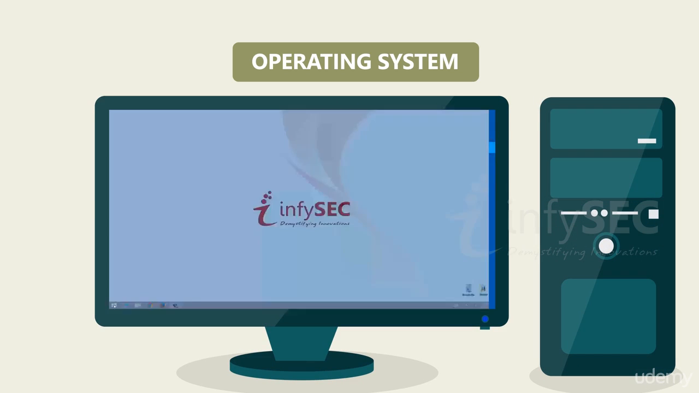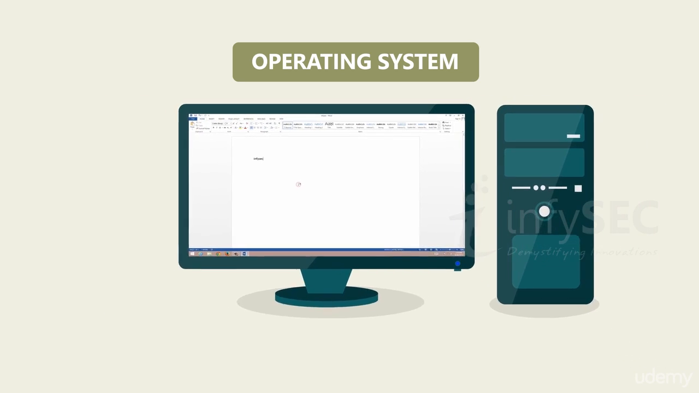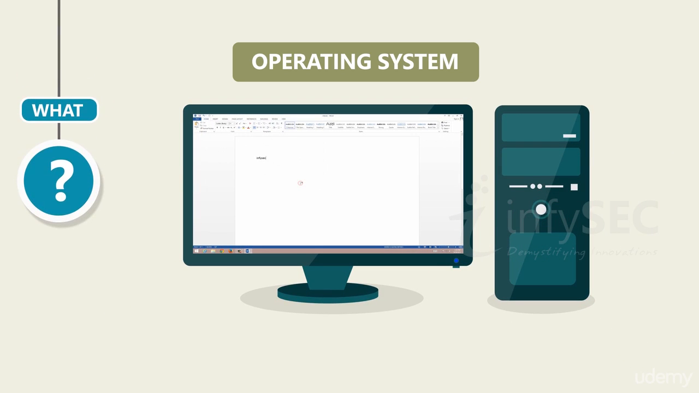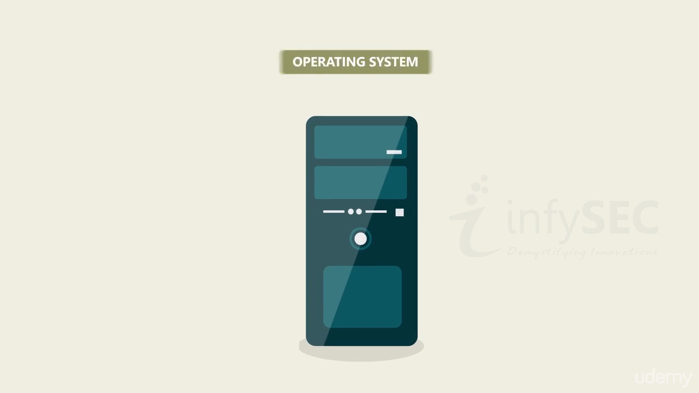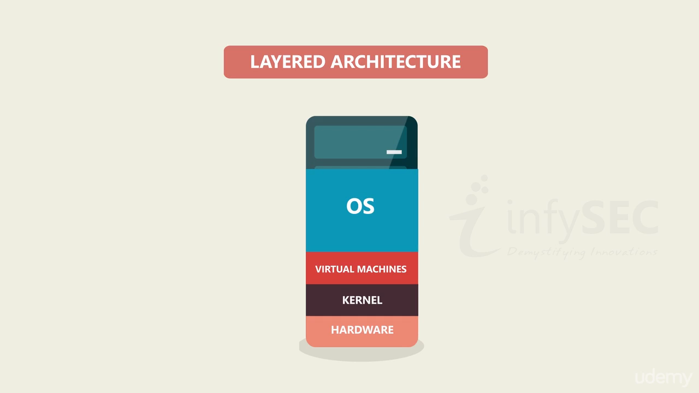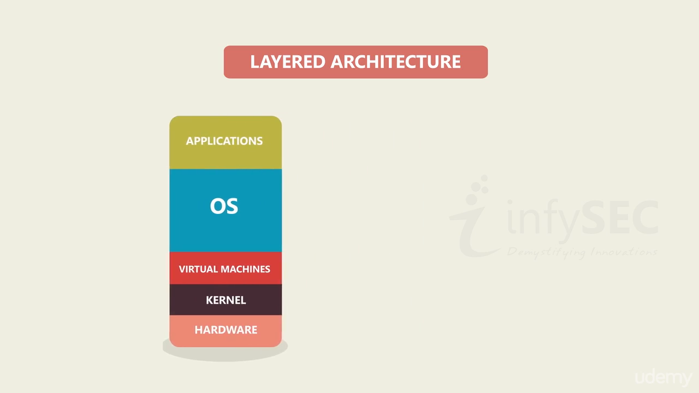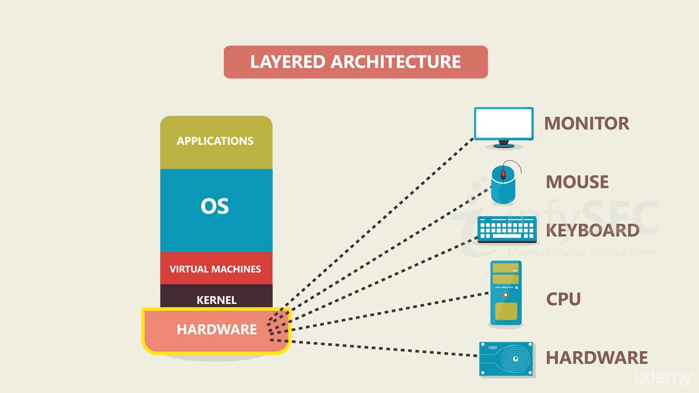For example, the user opens a Word document and saves the file in a desired location. But what happens behind the scenes? Each and every action done on the system is now taken care of by the operating system, which is built based on layered architecture consisting of hardware at the bottom, kernel, virtual machine if any, followed by the operating system, and finally, applications. Hardware, as we know, is the collection of physical elements that constitutes a computer system.